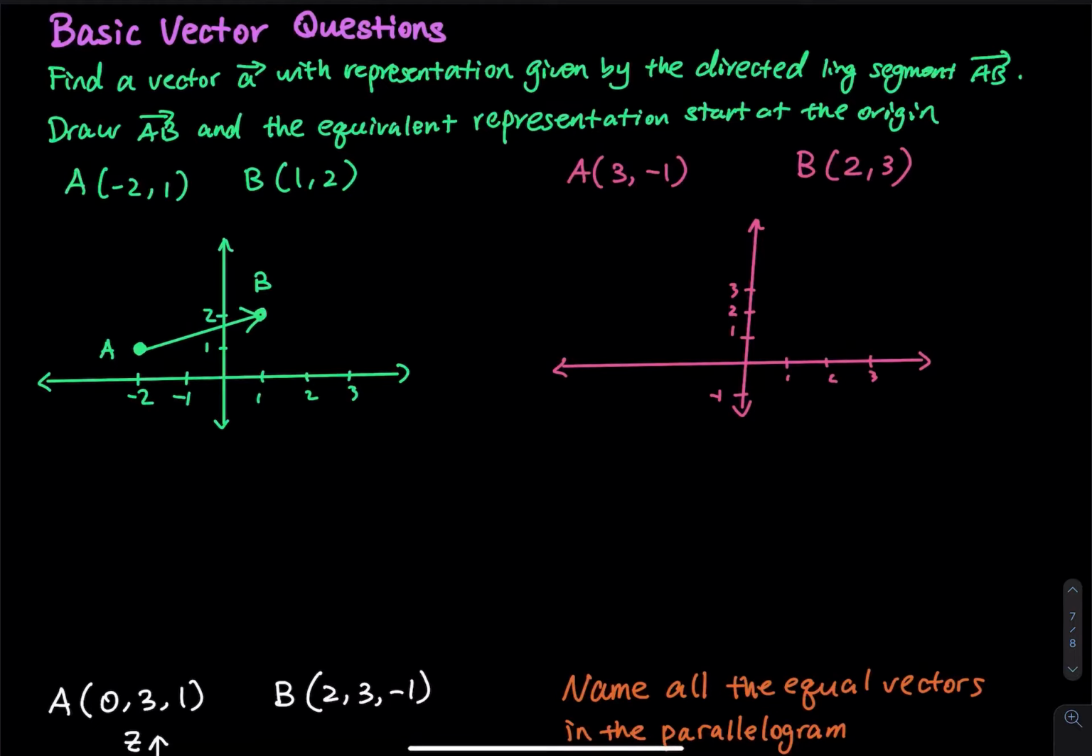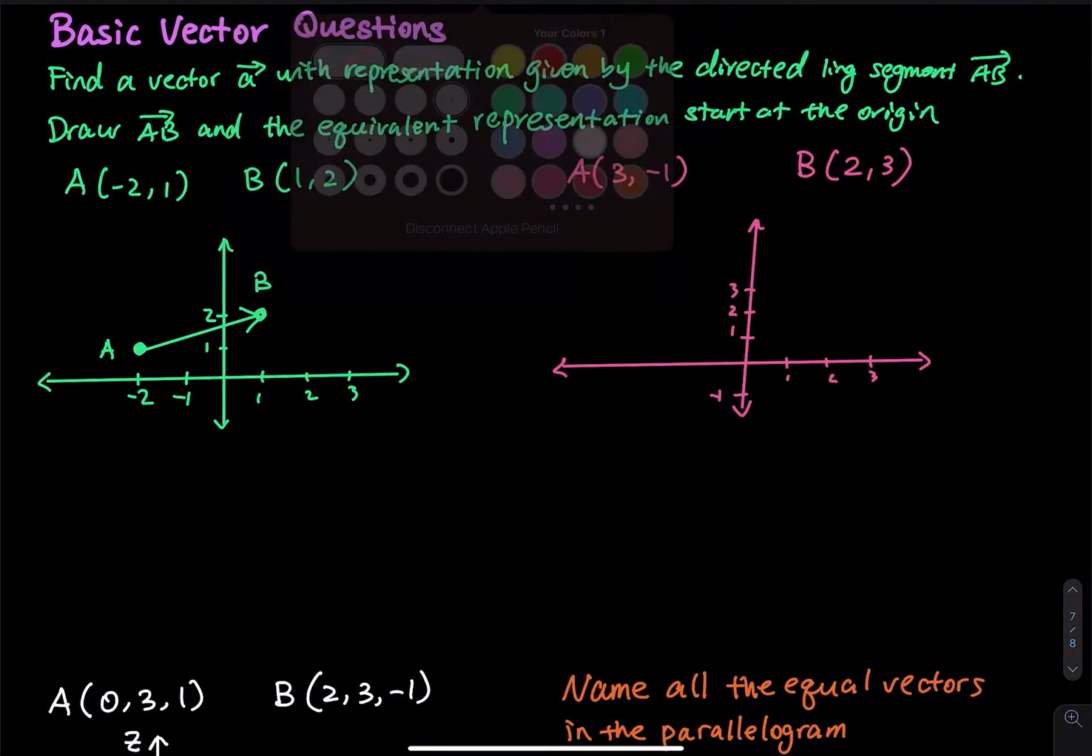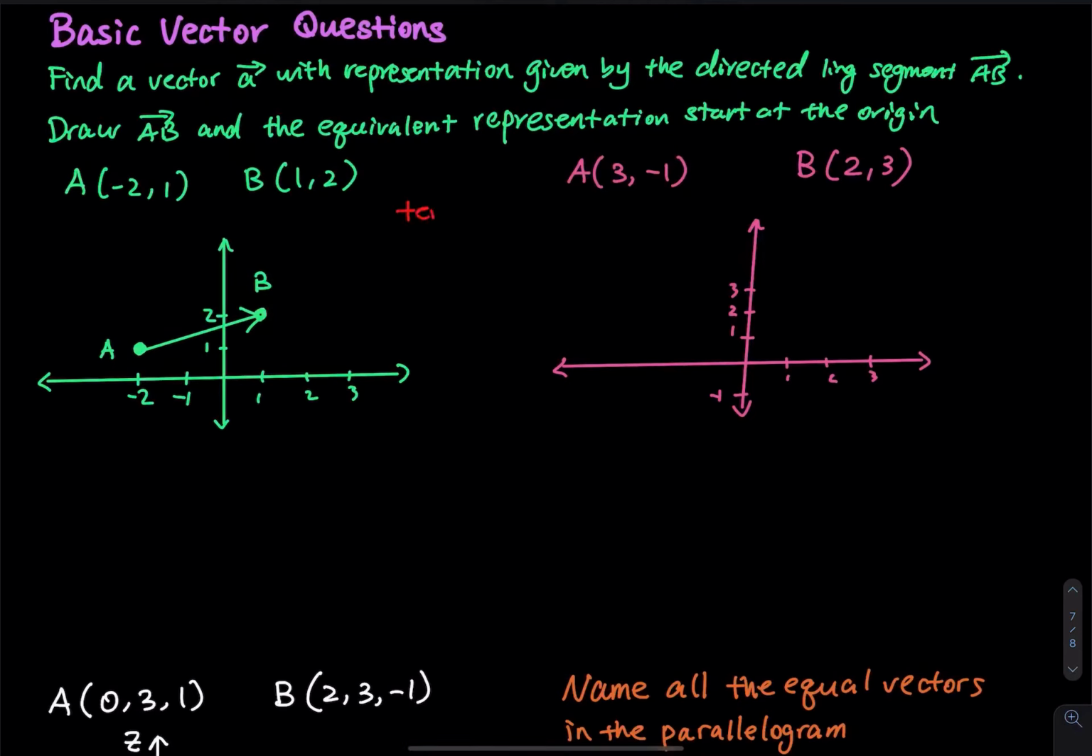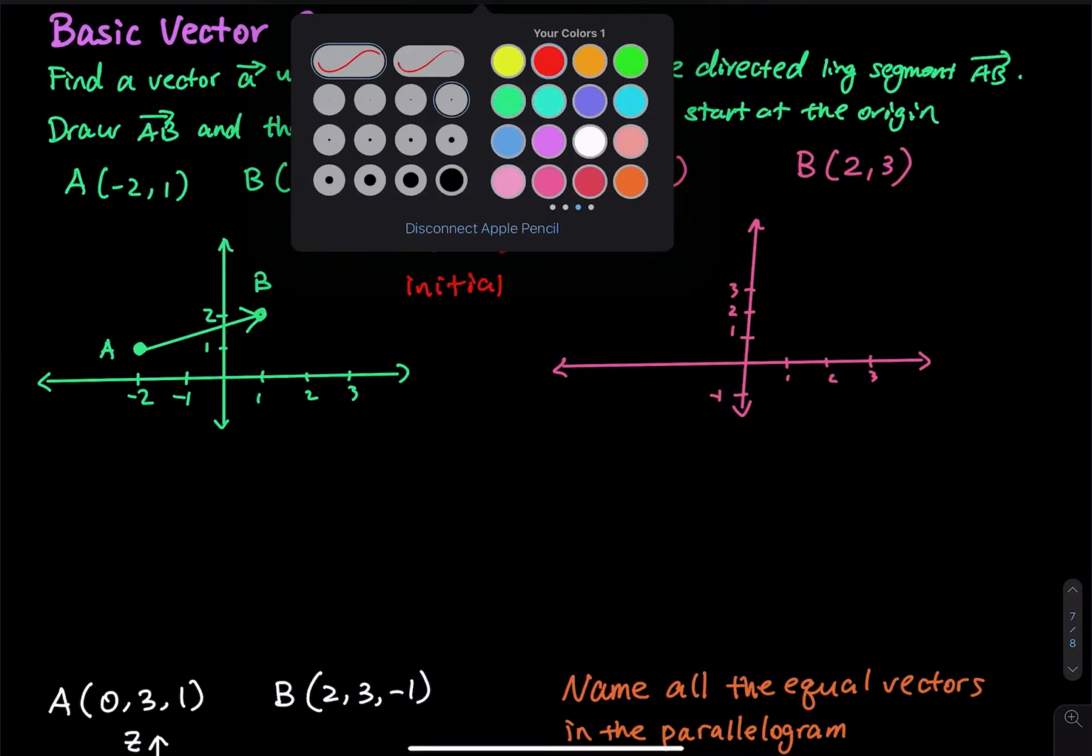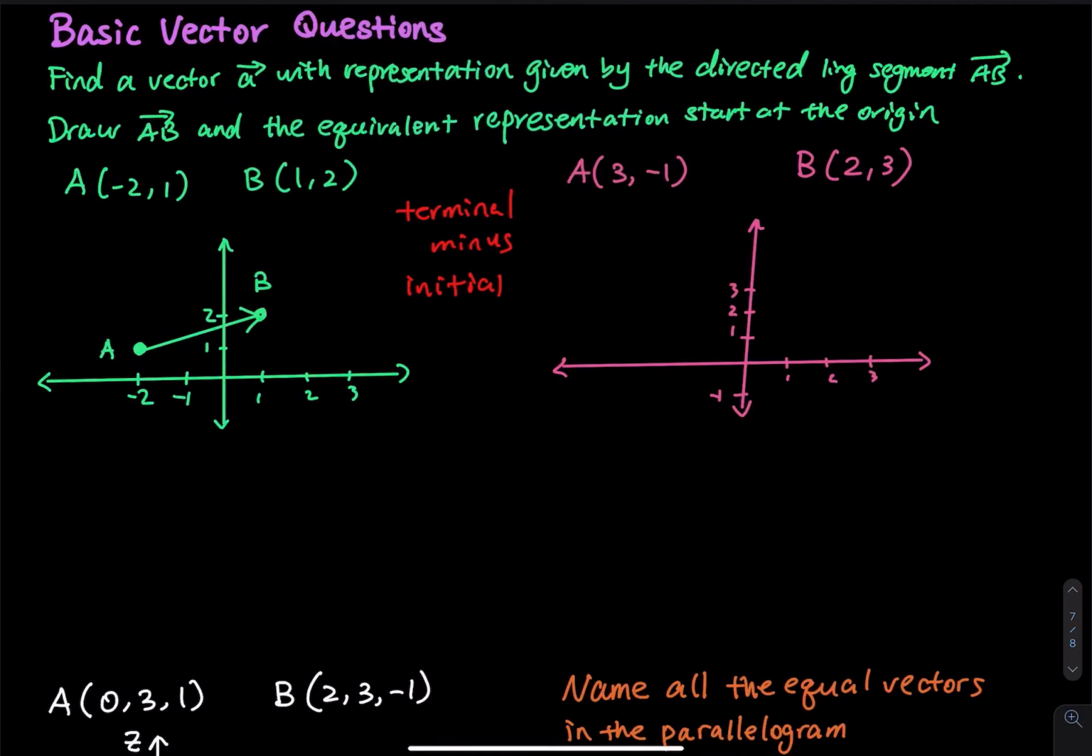And then I need to find a vector A. So for the vector A, for both problems, for this one and the one on the bottom, what you have to keep in mind is you use the terminal minus the initial. All right, terminal minus initial. Let's do that. The math is very easy. So A, you get an angle bracket. Terminal is B. So this is terminal. And then initial is A.